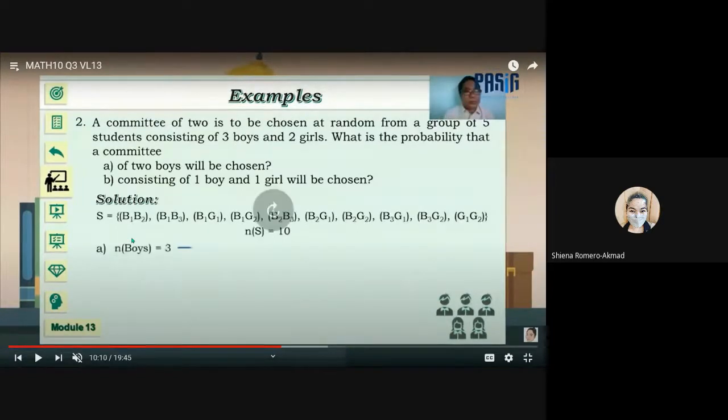Then, ilan ba dito yung consisting of 2 boys? 2 boys. 1, 2, 3. Tatlo. Okay? So, that's 3 over 10. Pwede kayo maglisting ng ganito. You can also use combination notation. Paano naman if 1 is boy and 1 is girl?